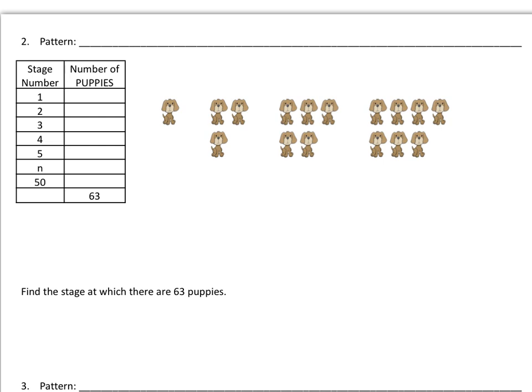Otherwise, let's start by filling in the first 4 stages. Pause it and try, and then let's check it out. We see stage 1 has 1 puppy. The second stage has the 1 puppy, and then 2 more puppies. That's a total of 3.